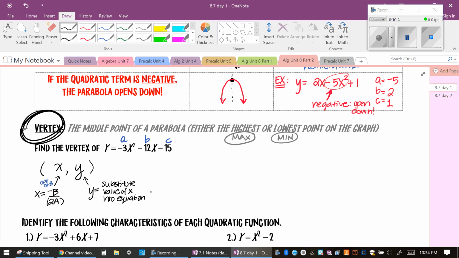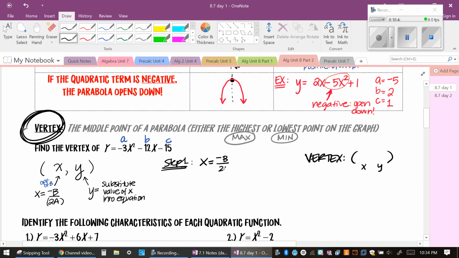Okay, so to find the vertex, I'm going to go ahead and kind of set up my answer over here. To find the vertex, which is an ordered pair, it's a point, the point that's in the middle of the parabola, okay? To find the x value, step one, when finding the vertex, which is the x value. Take the opposite of b and divide it by 2 times a. So the opposite of b is negative 12, a is negative 3, and c is negative 15. You're always welcome to do this off to the side like we did with the quadratic formula.